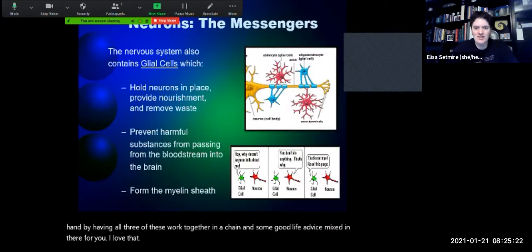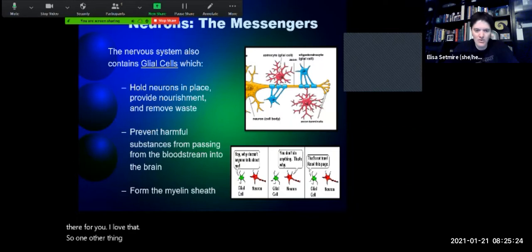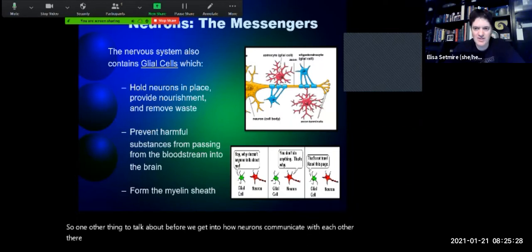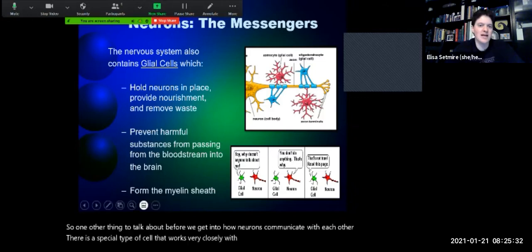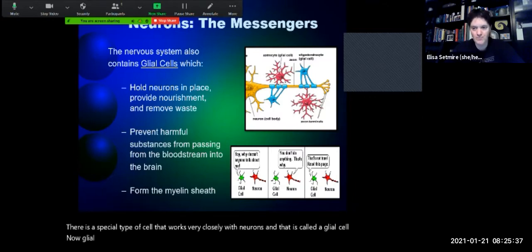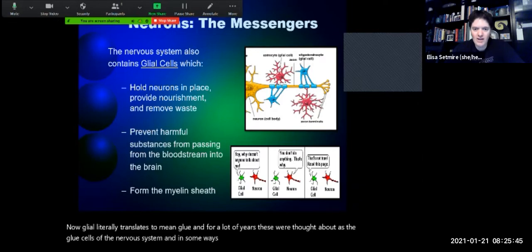So one other thing to talk about before we get into how neurons communicate with each other, there is a special type of cell that works very closely with neurons, and that is called a glial cell. Now, glial literally translates to mean glue. And for a lot of years, these were thought about as the glue cells of the nervous system. And in some ways, that's fairly accurate. They have a lot of supportive functions, and neurons really couldn't exist without their assistance.